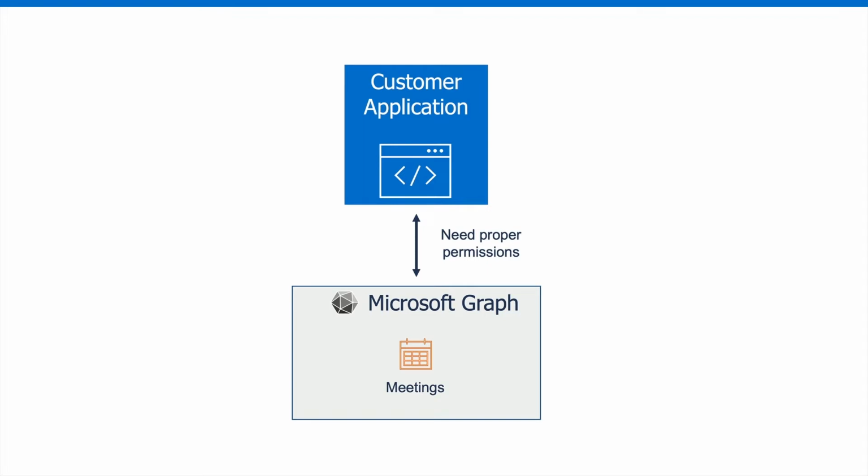Now, applications request permission to access specific Microsoft 365 resources via Microsoft Graph, as I just talked about with the previous scenario of accessing a calendar. These requests can be made up front when the application is registered, or dynamically when the application is running. When an application requests permission, a user or administrator must consent to the permission before Microsoft Graph will authorize requests.